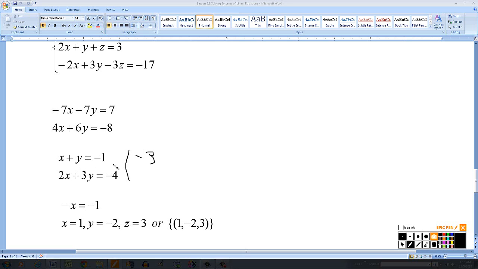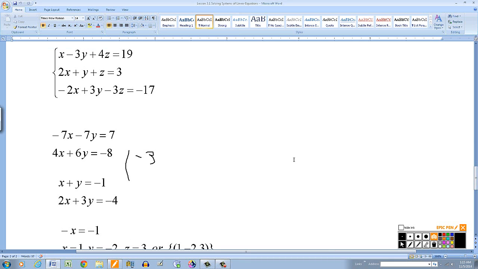Okay, now I need my z. So I have to go to the original one. Okay, and again you can pick either one of these 3. I'm going to pick the second one because the coefficient of the z is 1, so it's easy to plug in. So put a 1 right there where the x is, that's 2. Put a -2 where the y is. Okay, that's 2 minus 2, that cancels. I get z is equal to 3.